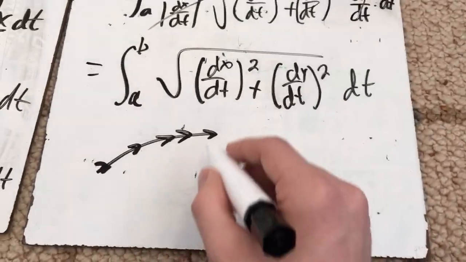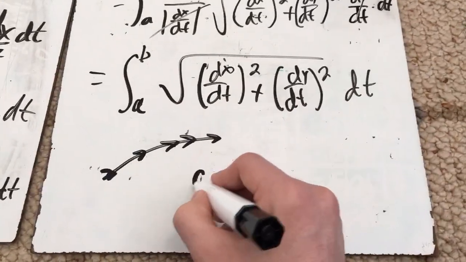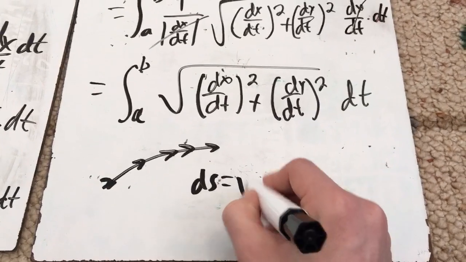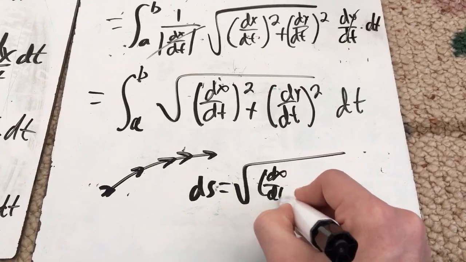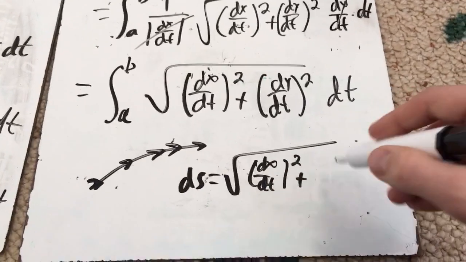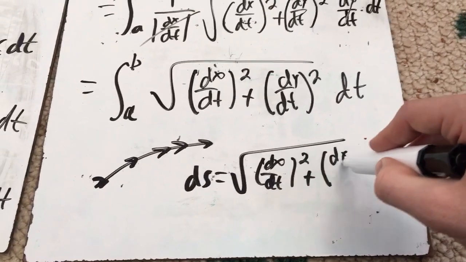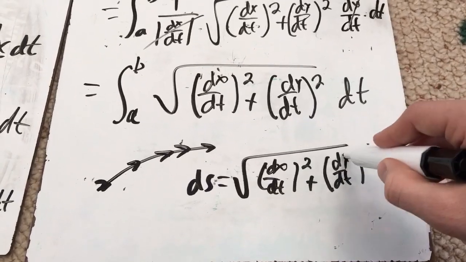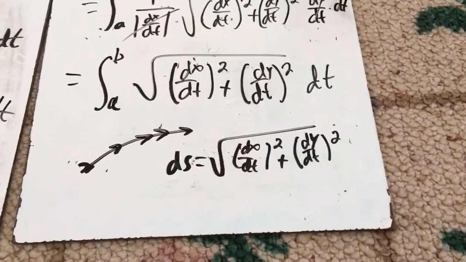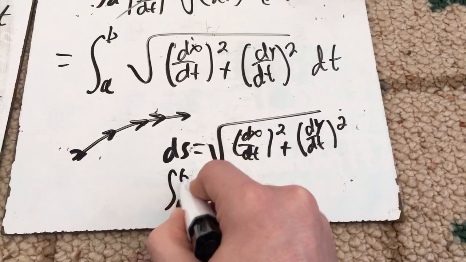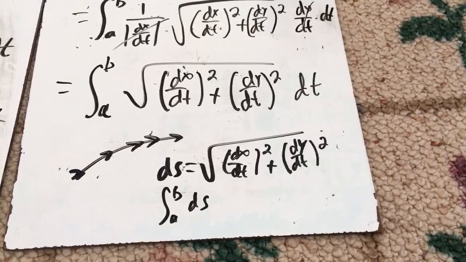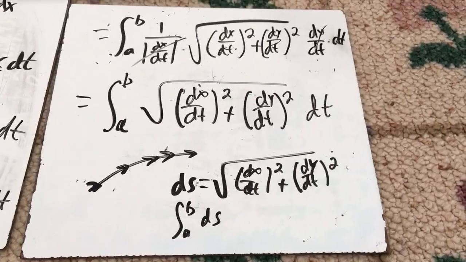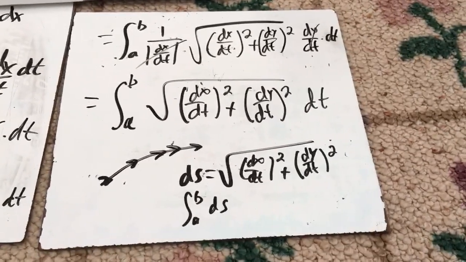Sometimes, to make things more clear in writing, you'll see people call this whole integrand part ds, where ds is equal to the square root of dx/dt squared plus dy/dt squared. They'll simply say the integral from a to b of ds. If you want to work that way, you can, to make things easier to write out. I typically don't. So that's where our arc length formula comes from.